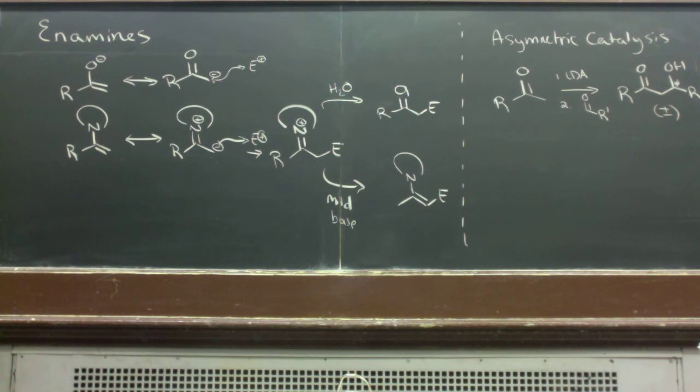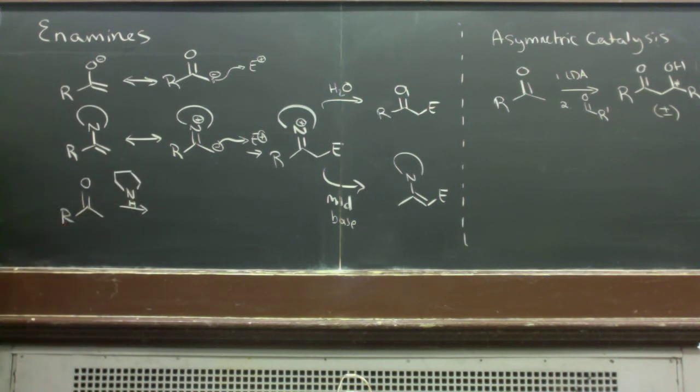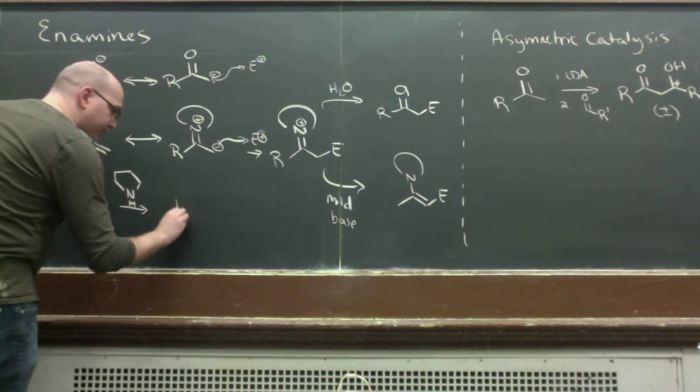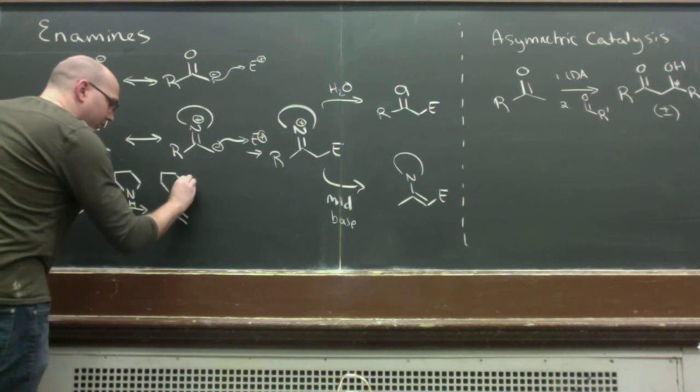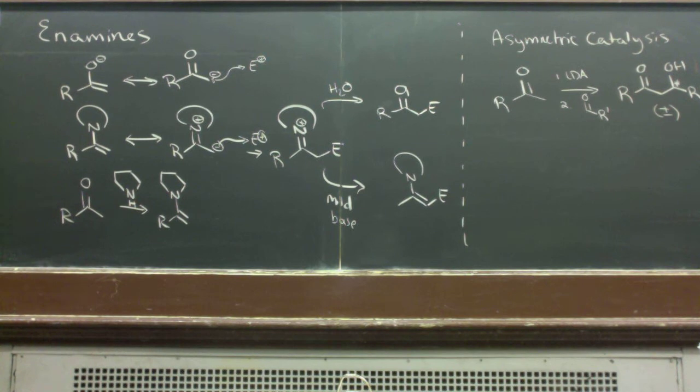And it's in part because of derivatives, for example, as we start to look at and think about how we make enamines, right? We make them with secondary amines, right? And so we take these molecules and treat them with secondary amines. Right? And we condense them. This is oftentimes how we get to enamines, right?